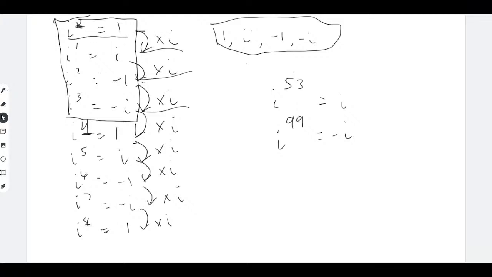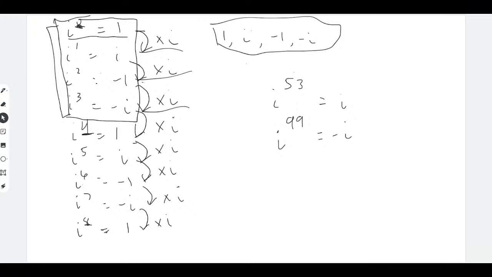So you have i to some power. In that power, you look at what its remainder is when you divide it by 4, and then you just compare it to these base 4 numbers, and then you can just equate the two, right?